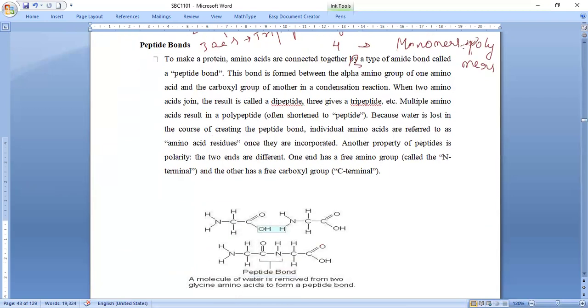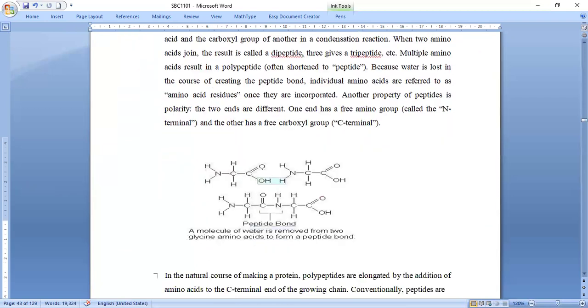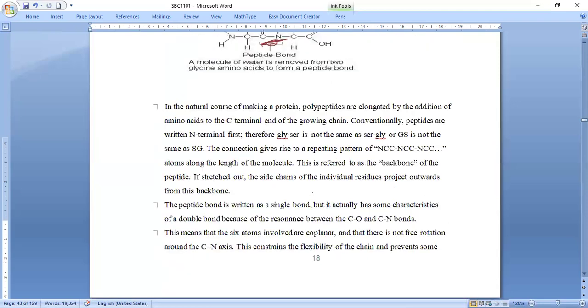Here the free amino group and the free carboxyl group result in the formation of the peptide bond. This is the peptide bond. Here the hydroxyl group and the amino group are involved in the bond, with the release of a water molecule. Whatever bond is formed, that is where the amino acids are combined by the peptide bond, and that forms the backbone of the protein.